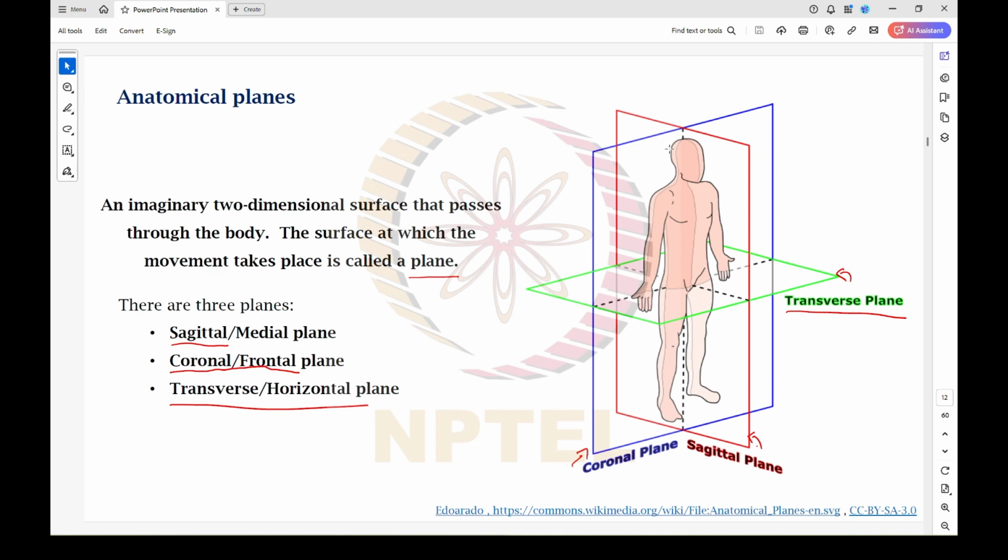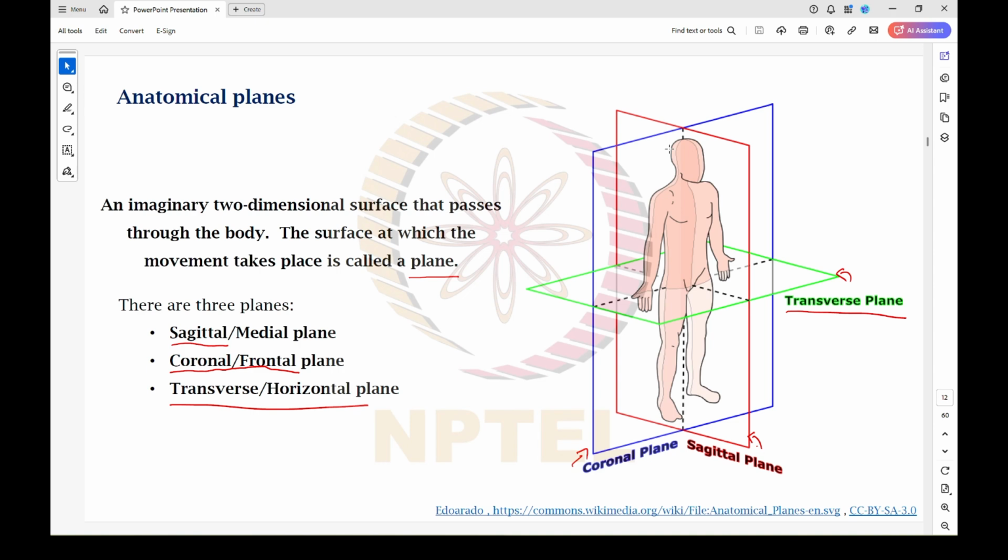Now coming to anatomical planes. So imagine an XYZ coordinate system. These anatomical planes are one of the surfaces, either the XY plane, YZ plane, or ZX plane, and there is one axis which is perpendicular to these planes. And these terminologies will help you describe what kind of movement is happening in a particular scenario.